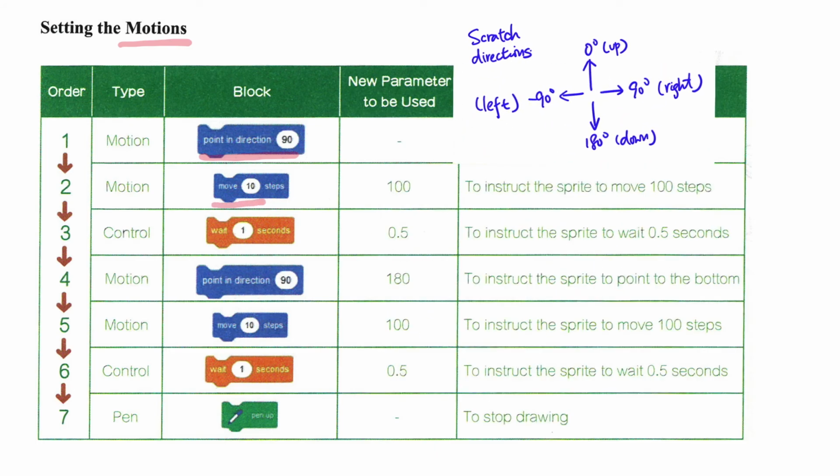To move a sprite, we use the Move block. And this wait 1 second block will tell the sprite to wait for 1 second. Finally, to stop drawing, we can use the Pen Up block.